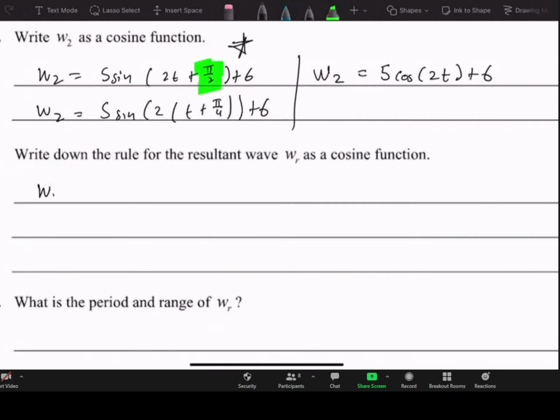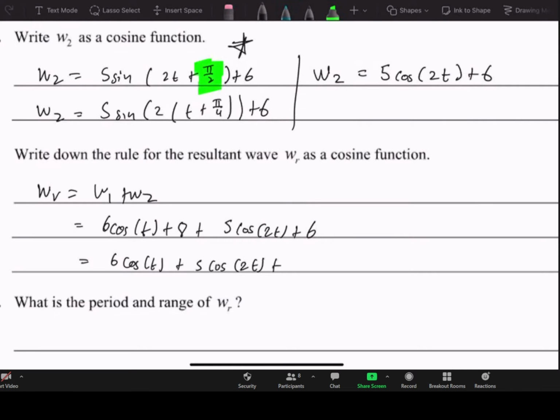So WR is just W1 plus W2. So it's just 6 cos t plus 8 plus 5 cos 2t plus 6. And you can just add them together. There's nothing really you can simplify except for the constants.